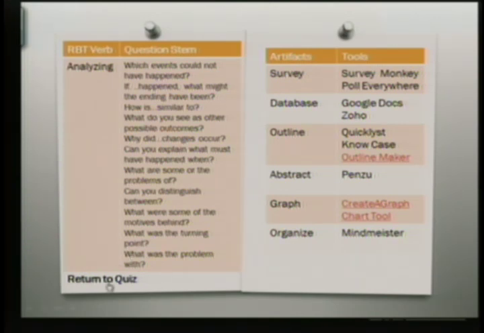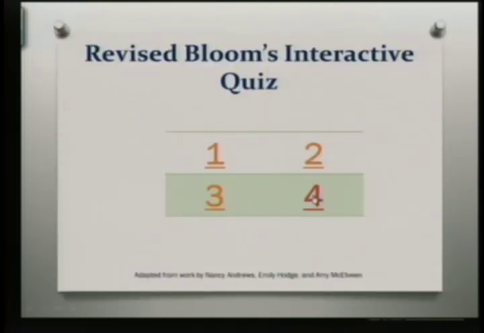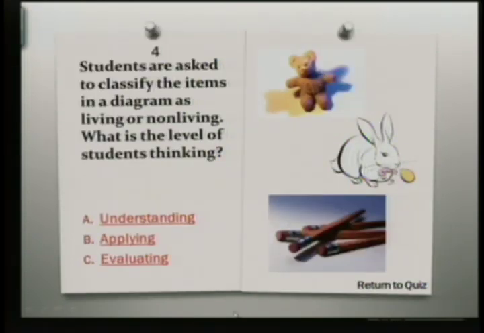And then the final question. Students are asked to classify the items in diagrams as living or non-living. What is the level of student thinking? Is it A, understanding, B, applying, or C, evaluating?